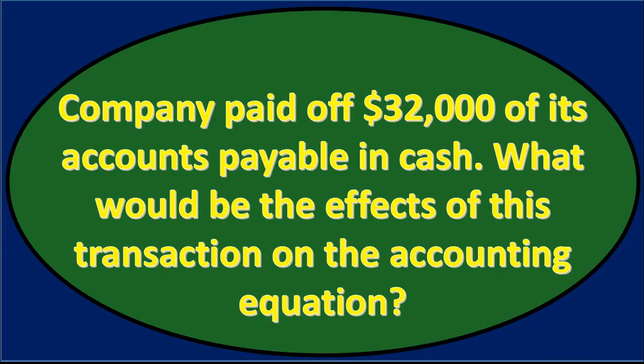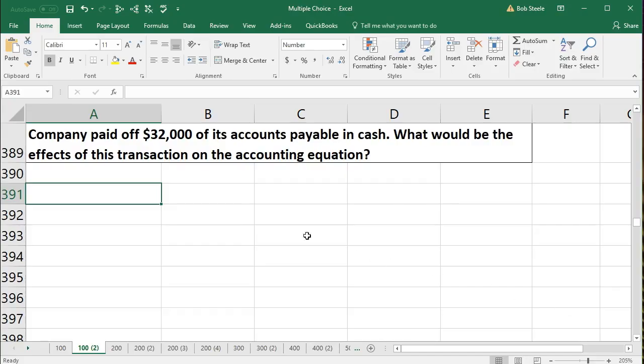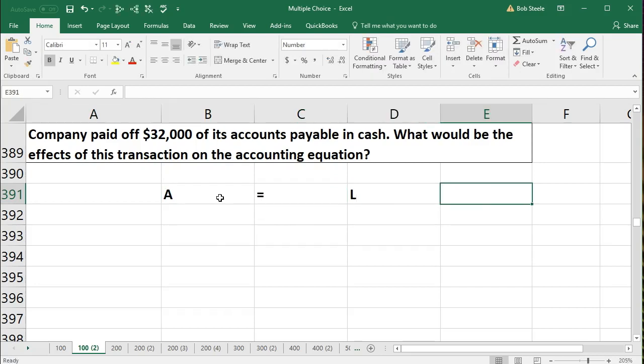Next question. Company paid off $32,000 of its accounts payable in cash. What would be the effect of this transaction on the accounting equation? Once again, I would write down the accounting equation. I'm going to write it down here this time: assets equal liabilities plus equity. And then the first thing that happened: company paid off $32,000 of its accounts payable in cash. I would first ask, is cash affected?